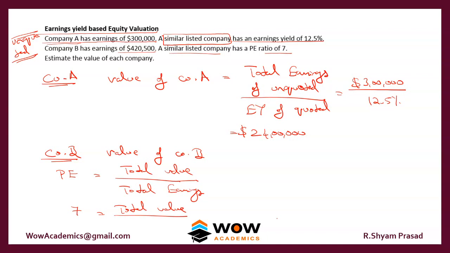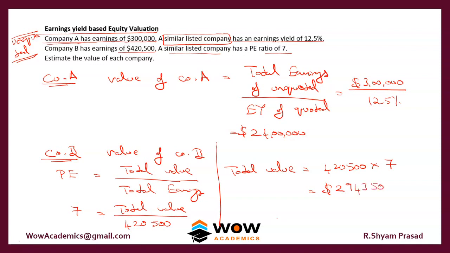And total earnings is 4,20,500. So if you work out the total value, the total value should be 4,20,500 into the 7 PE. So the value comes to 29,43,500. Okay, so that's how it's being valued.